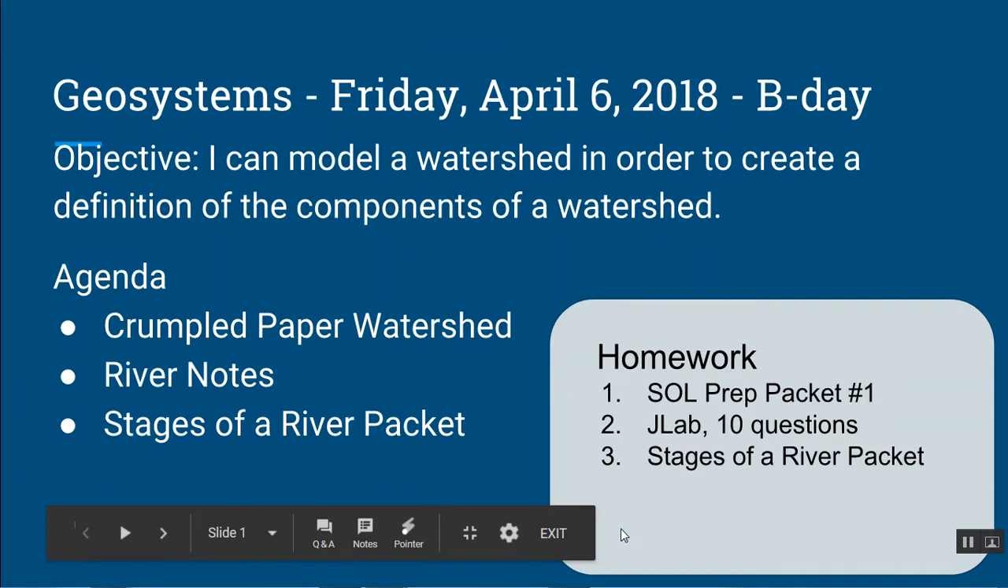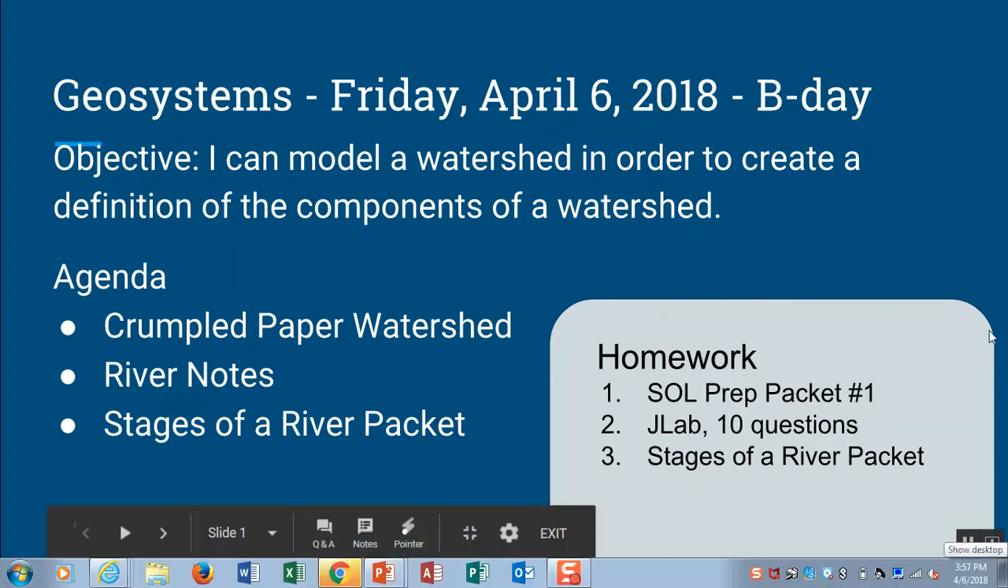Today in class, our objective was: I can model a watershed in order to create a definition of the components of a watershed. Those components are things like rivers and tributaries. We did the crumpled paper watershed, we took some notes on rivers, and then we worked on the stages of a river packet. For homework tonight, you have the SOL prep packet, the first week for the SOL review, and then if you didn't finish the stages of a river packet in class, you have that with you to complete for homework and bring back next class on Tuesday.